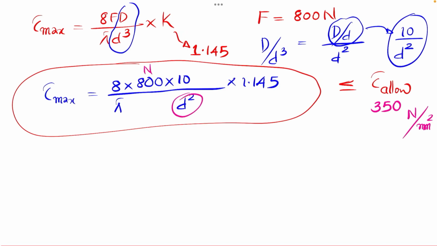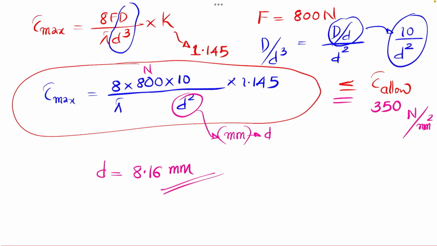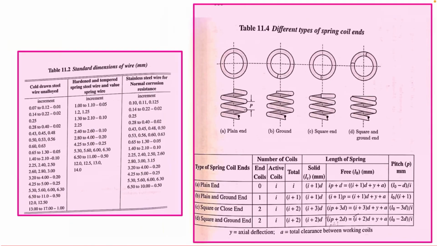That means I am using a unit of Newton per mm square, and here I am using a unit of Newton. Then this value will be getting in units of mm square, or d will be getting in units of mm. So we have to solve for this d from these above equations by equating to this 350. If you are solving, the value of d will be around 8.16 mm from this above criteria. So this is the spring wire diameter obtained from this criteria.